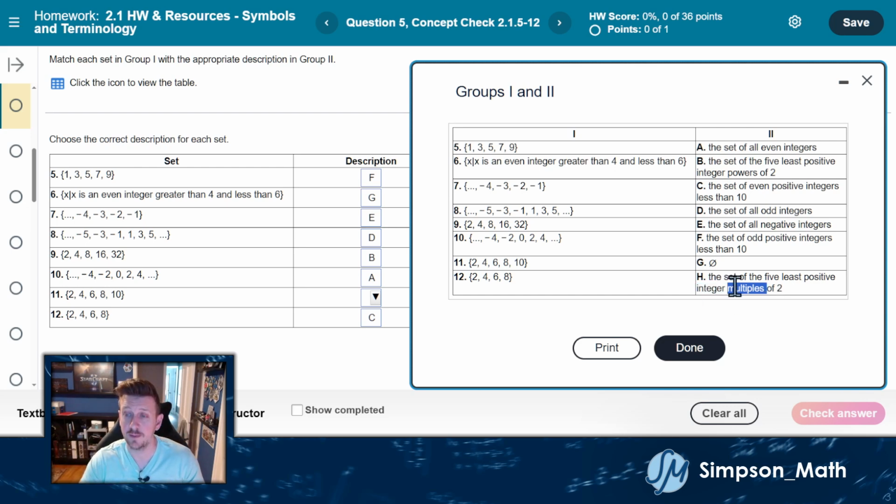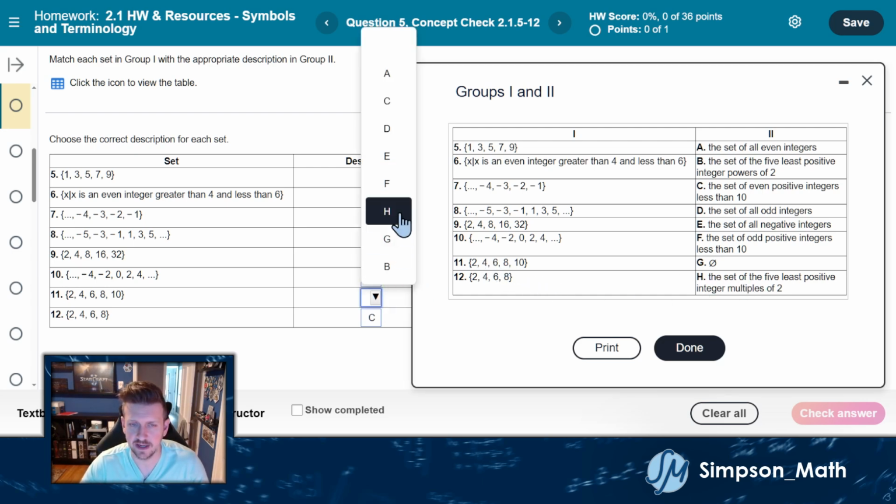Or multiply, because if I do 2 times 1, it's 2. 2 times 2, 2 multiplied by 2 is 4. 2 multiplied by 3 is 6. 2 multiplied by 4 is 8. So multiples are the skip counting, or how many multiples of 2 you can have every time you add an additional 2. So that would be that H.